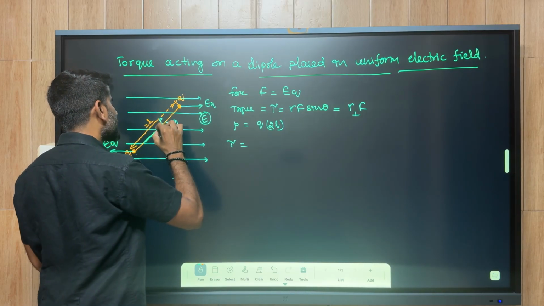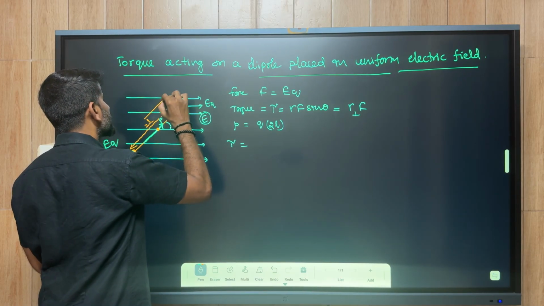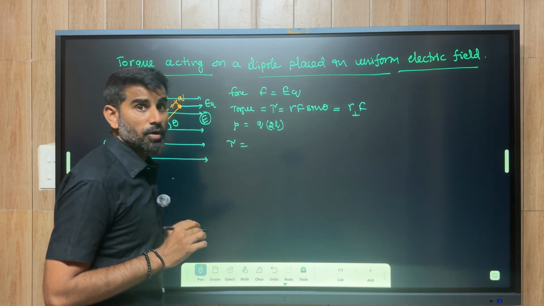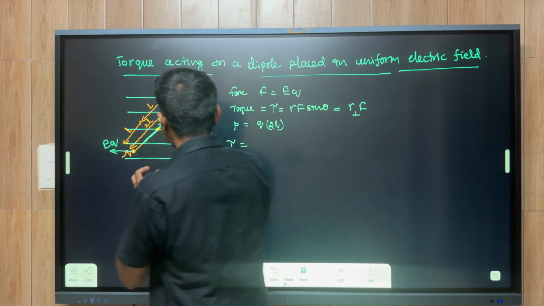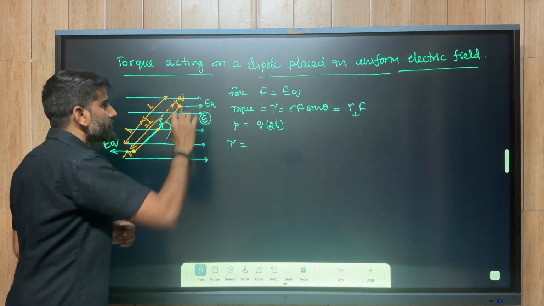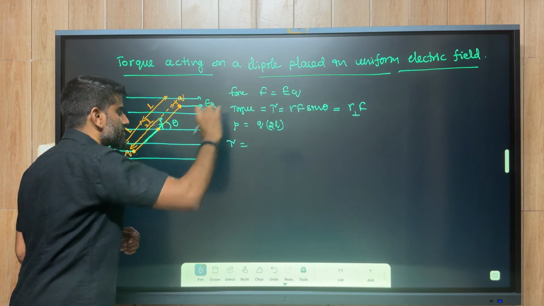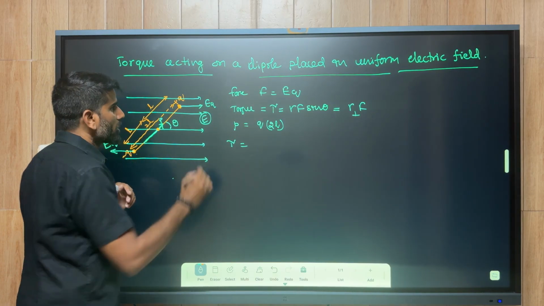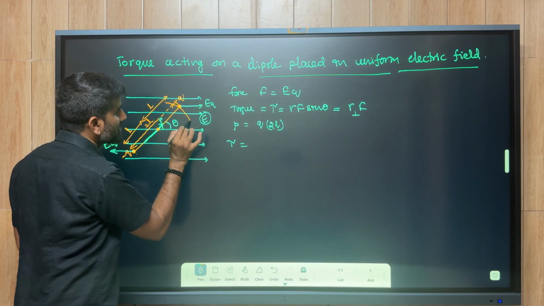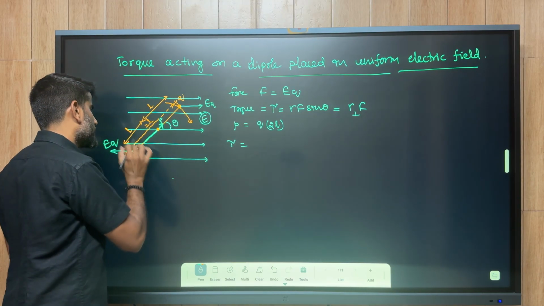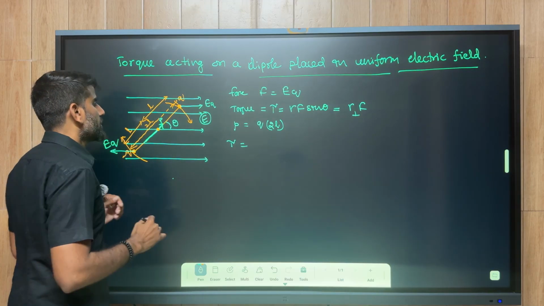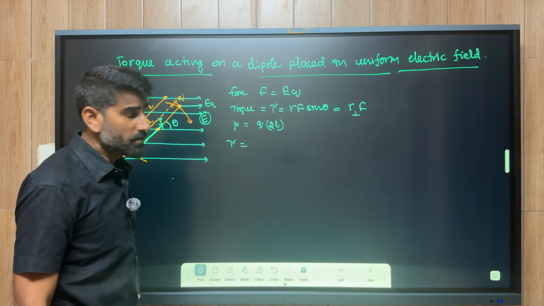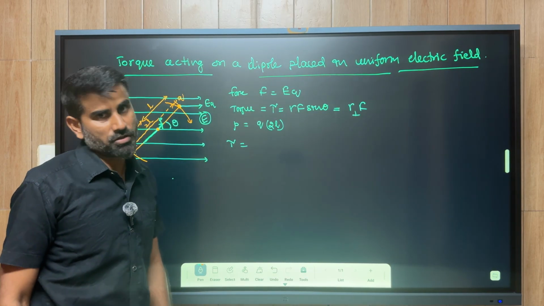So if the axis of rotation is here, what will be this length? It is L. And what about this length? It is again L. Is my point clear? So about this point it is rotating. How is it rotating? This force is pulling this charge in this direction, this force is pulling this charge in this direction, to the left and to the right. Now this charge will be rotating in this direction, and this charge will be rotating in this direction, like this. As the rotation is happening, there must be torque.